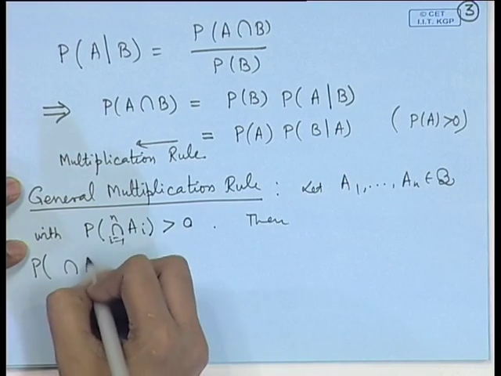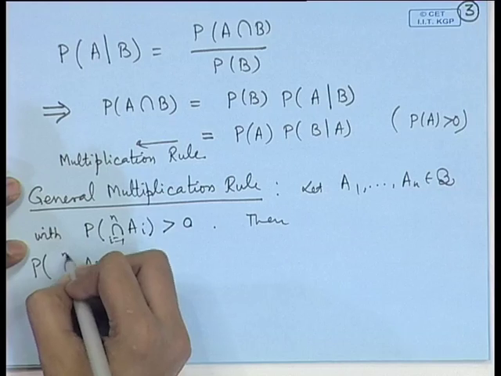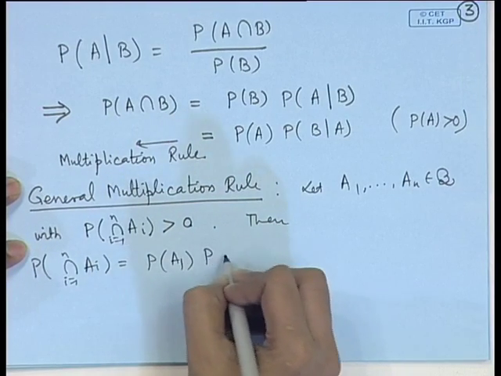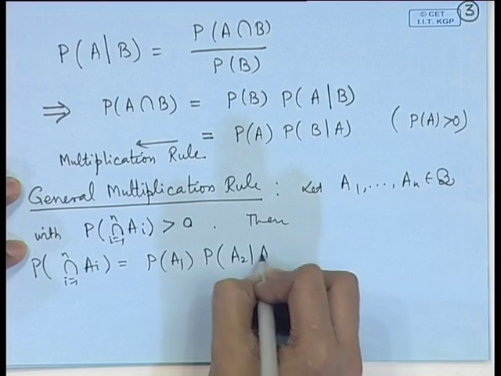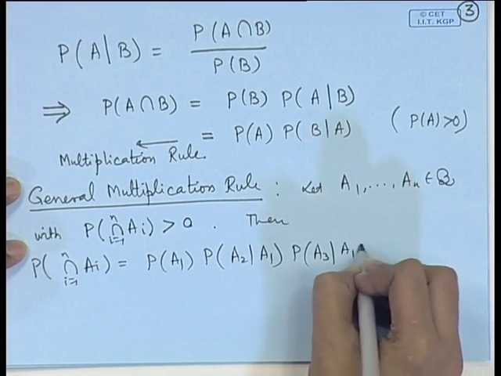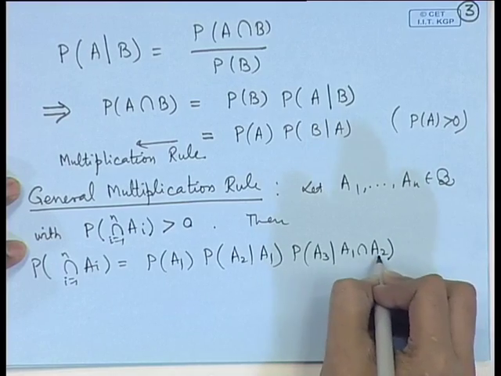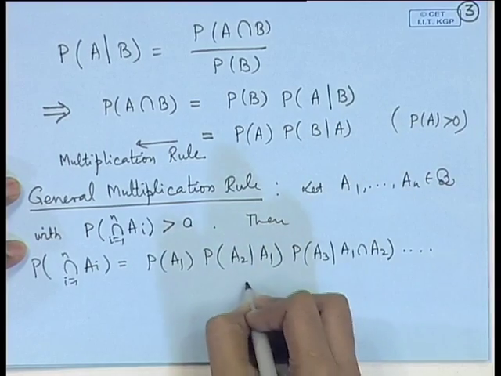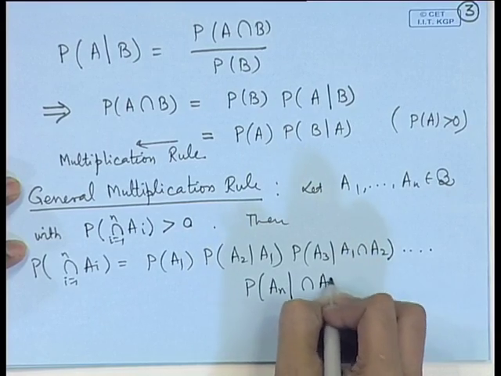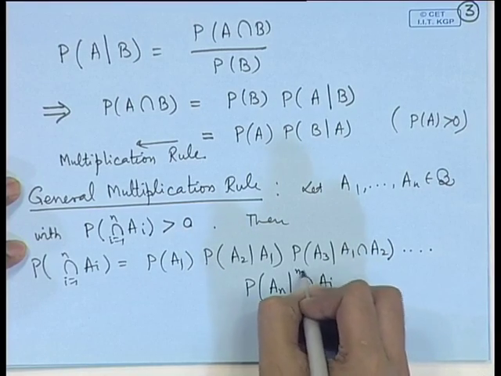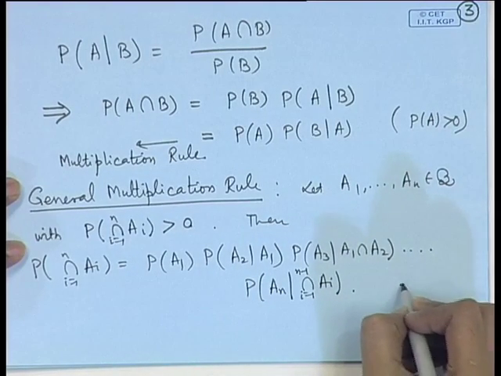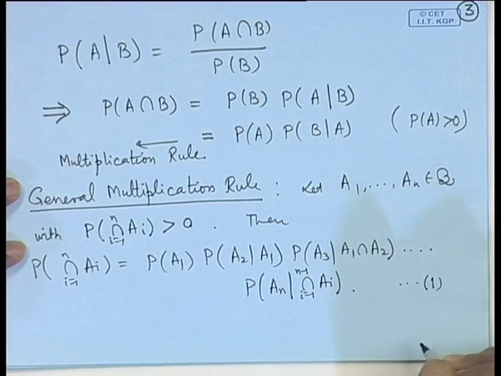Then the probability of the intersection of A_i, i equal to 1 to n, can be expressed as probability of A1 into probability of A2 given A1 into probability of A3 given A1 intersection A2, and so on, probability of AN given intersection of A_i, i equal to 1 to n minus 1. Let me give this statement number 1.